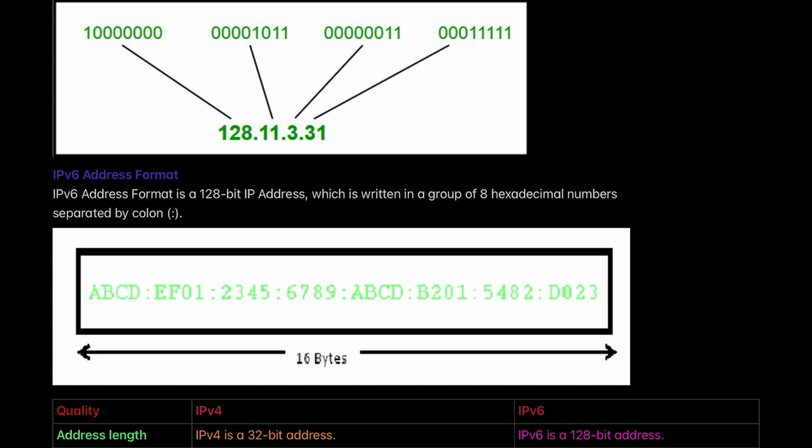So 16-bit groups of 8 hexadecimal numbers. In each group there is one hexadecimal number. So total, a 16-bit number into 8, the total will be 128 bits. In one group there are 16 bits. So for 8 groups it will be a 128-bit IP address. So total 16 bytes. That means 128 bits.